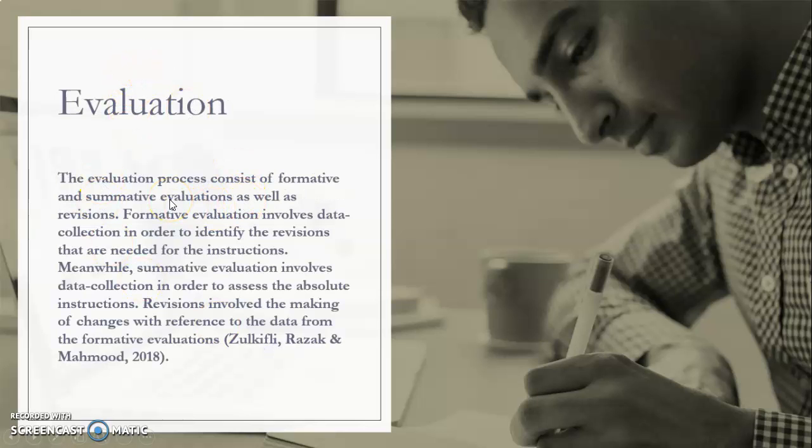Evaluation. The evaluation process consists of formative and summative evaluations, as well as revisions. Formative evaluation involves data collection in order to identify the revisions that are needed for instructions. Meanwhile, summative evaluation involves data collection in order to assess the absolute instructions. Revisions involve the making of changes with reference to the data from the formative evaluations.